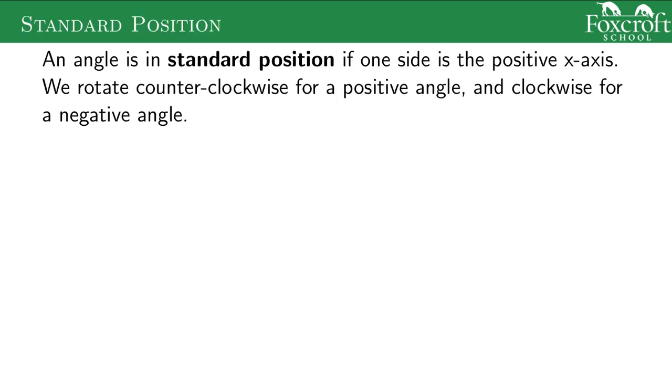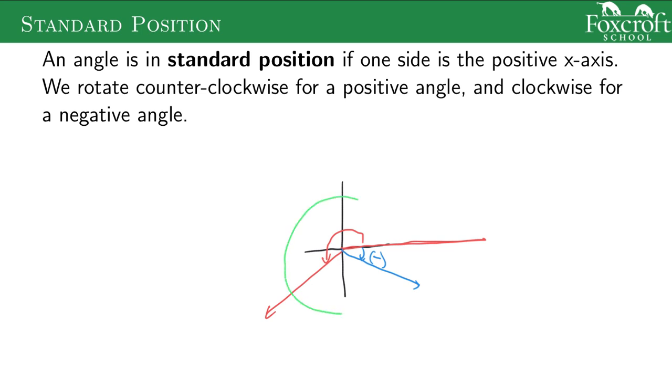First, what does it mean to be in standard position? Standard position means that one side of your angle is the positive x-axis. So I can have my xy axis here, and one side is the positive x-axis. I'm going to rotate my angle counterclockwise until I get to the size that I want. That is an angle. If I rotate clockwise, that's a negative angle. That's what standard position means. And when we're doing trig, we're going to take this angle in standard position and put it in our unit circle, to see what values we hit.